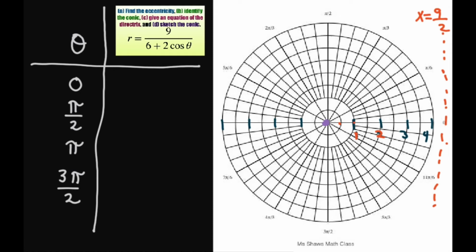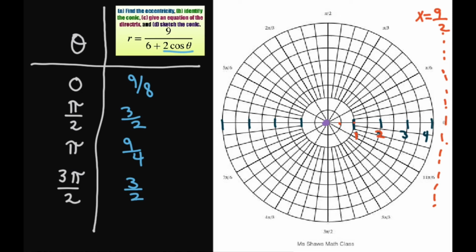So I'm just going to plug in some points. At cosine of 0, we're going to get 1. So this is going to be 6 plus 2. This is going to be 9/8. And at pi divided by 2, cosine is 0. So that's going to be 3/2. At pi, cosine is -1, so we have 6 minus 2, and that's going to be 9/4. And at 3 pi divided by 2, we're back to 3/2.